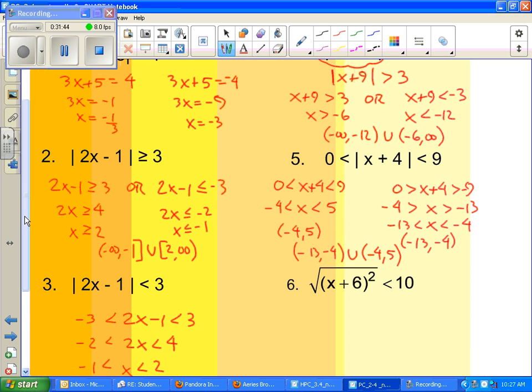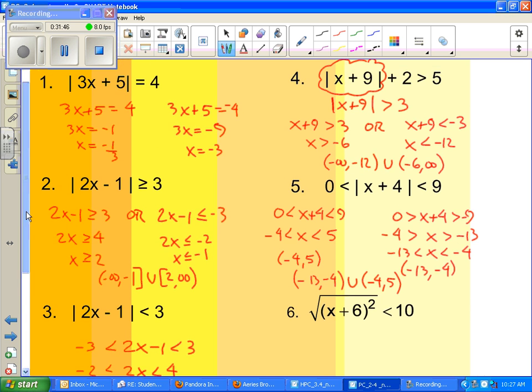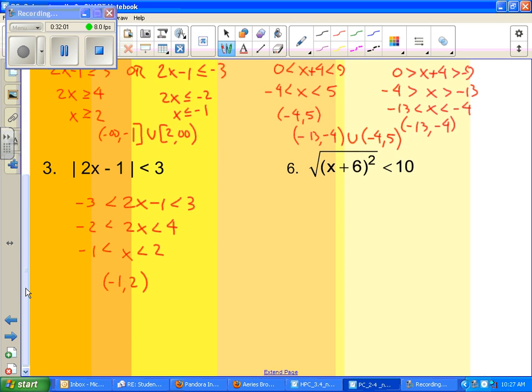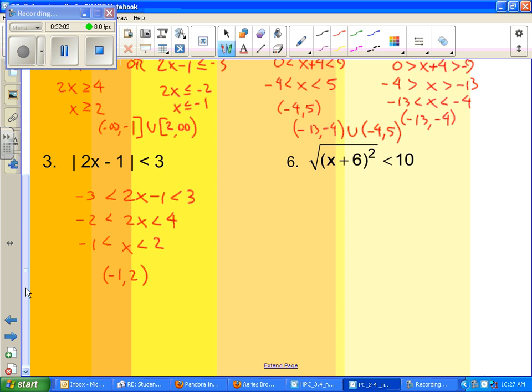No, we can't do negative infinity to infinity because look, we've got a gap, right? Between negative 12 and negative 6, there are some numbers there that cannot be included in this inequality. Good question, though.